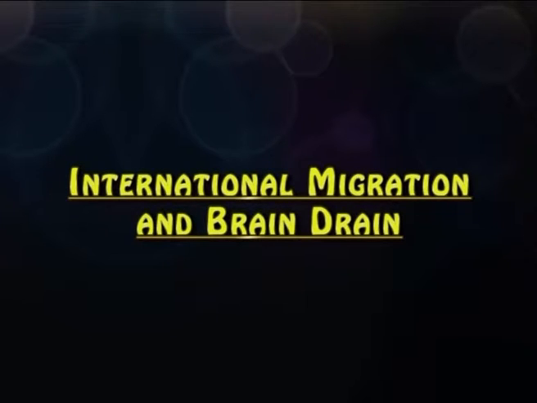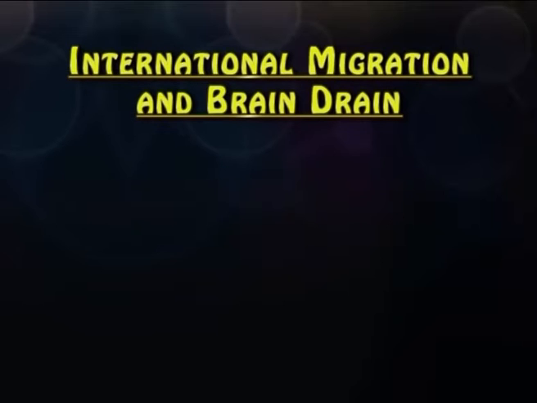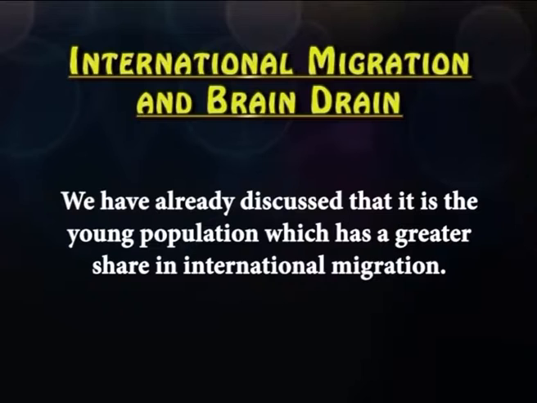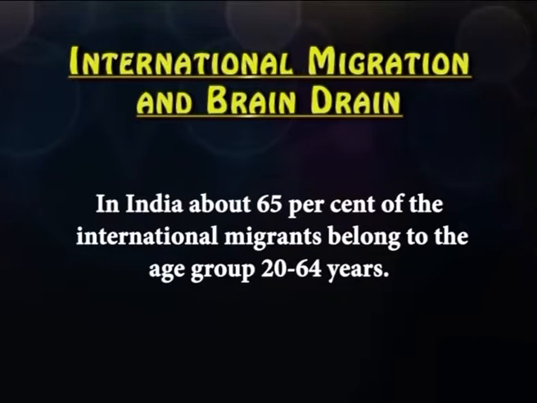Another aspect of international migration is brain drain. We have already discussed that it is the young population which has a greater share in international migration. In India, about 65% of the international migrants belong to the age group 20 to 64 years. This segment of the workers' population is more skilled, and therefore their out-migration means a great loss of productive assets to the economy. Traditionally, a skilled person should have greater opportunities in the home economy itself and therefore need not migrate, and her migration means a loss to the economy.